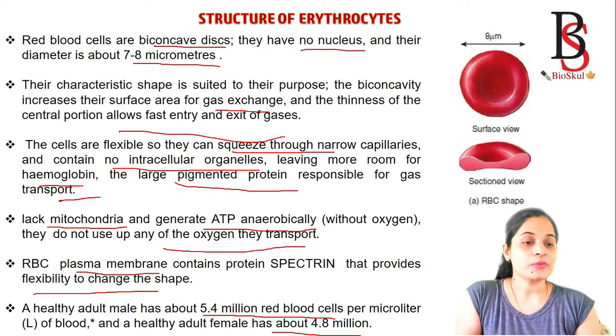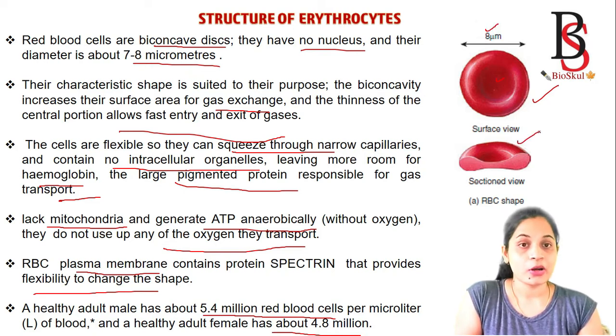This is the structure of the RBC, which is biconcave in shape and thinner at the center. Its diameter is 8 micrometers, and the shape is flexible because of the presence of the protein spectrin in its plasma membrane.